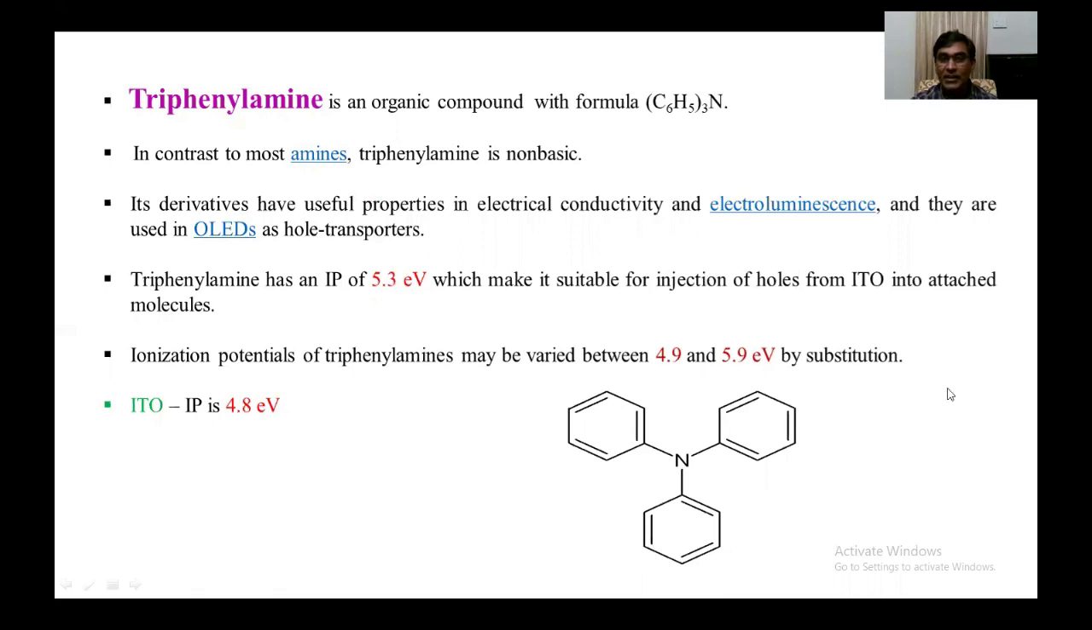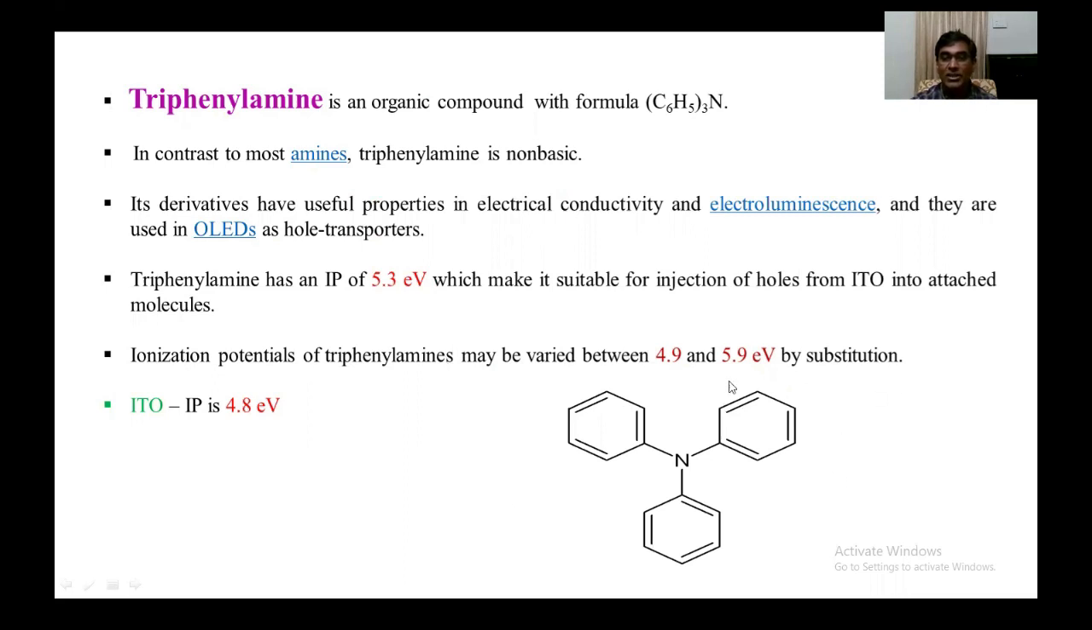Because these triphenylamines have an ionization potential value of 5.3 eV, which makes them suitable for injection of holes from the ITO into the attached molecule. ITO we use as an anode in the fabrication of the device. The ionization potential of ITO, the indium tin oxide, is 4.8 eV. Ionization potentials of triphenylamines may be varied. If you substitute triphenylamine to get derivatives, the ionization potential values can be changed, within 4.9 to 5.9 eV, by substitution.